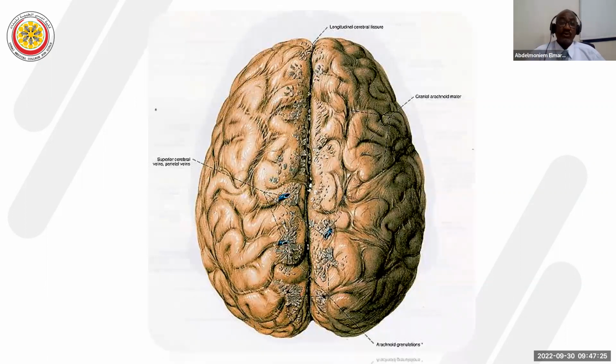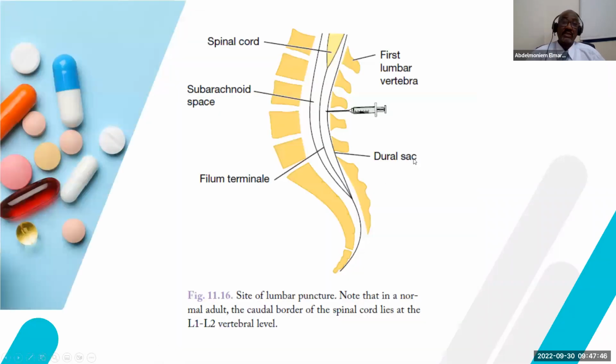When you remove the dura and look at the surface of the brain, you can very clearly see the arachnoid granulations. But this picture will show you that the arachnoid granulations are mainly concentrated inside and around the superior sagittal sinus of the dura and the lacunae around it.